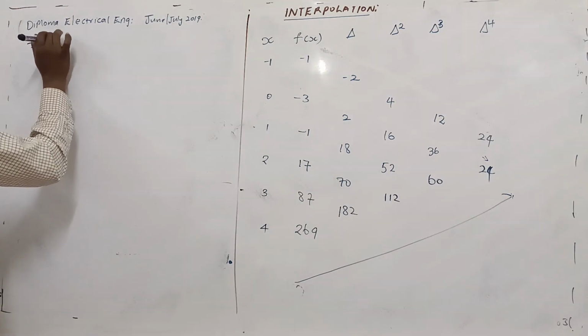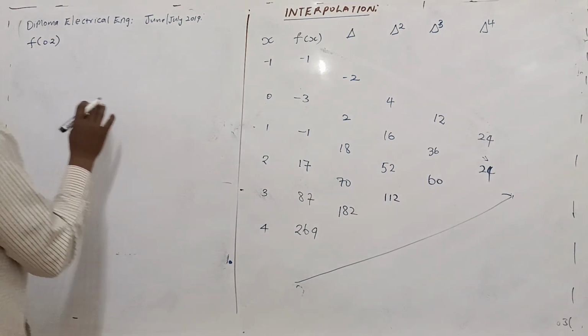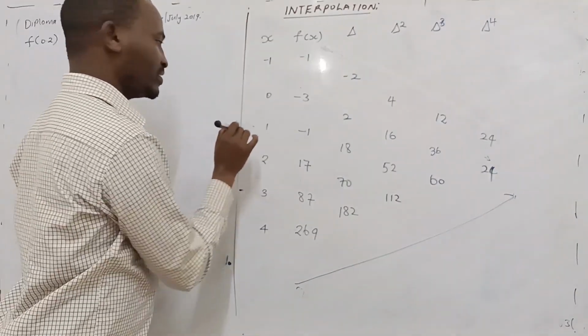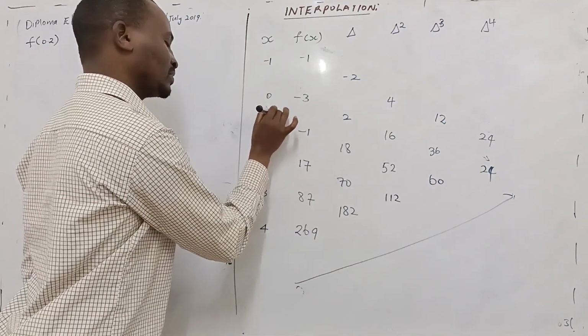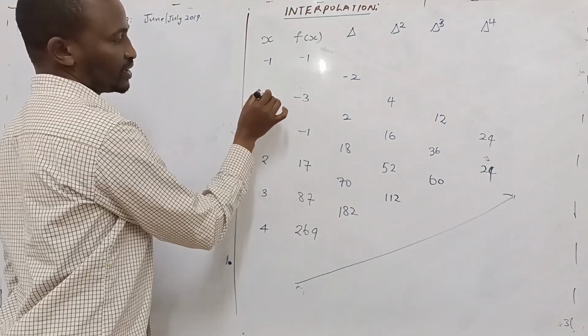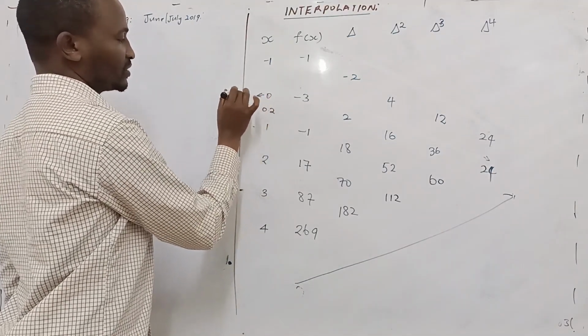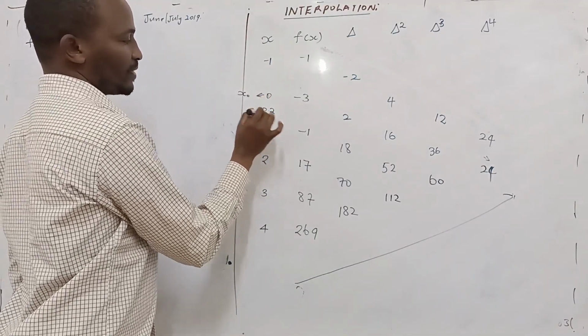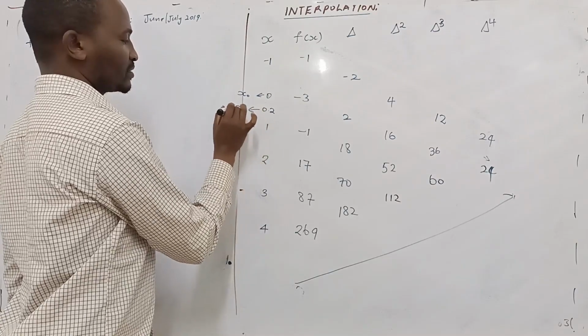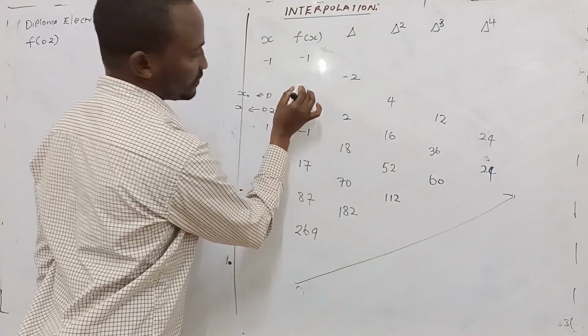So I've removed the question so that I can get some space for working. Let's start with the first question, which is that we should get f of 0.2. 0.2 is somewhere here. So we are going to take this as our x naught. This is our x. Then we use these values here.